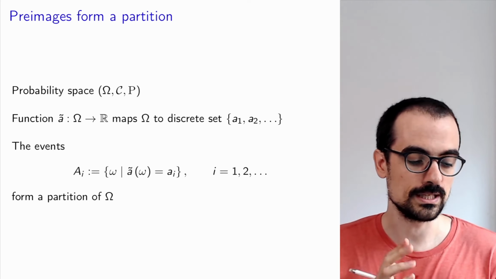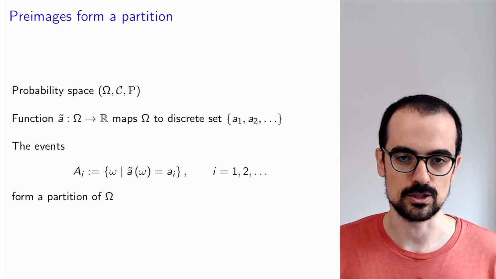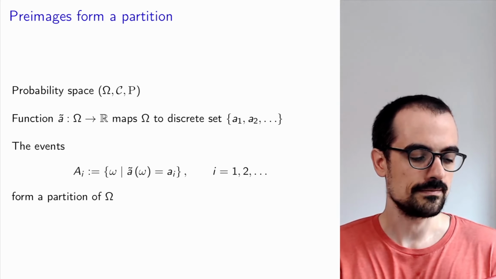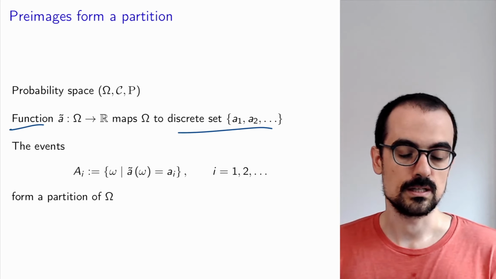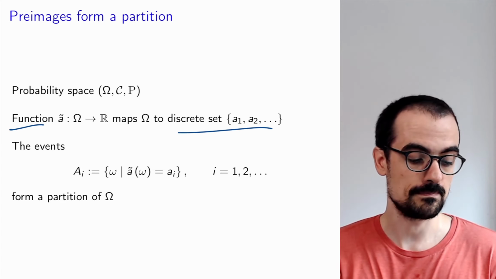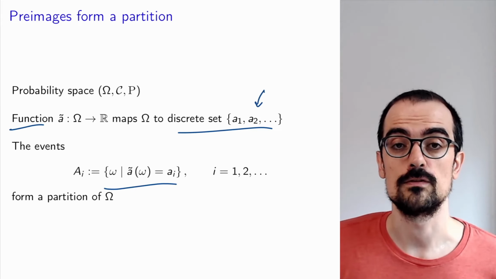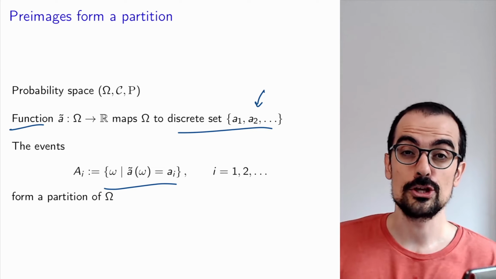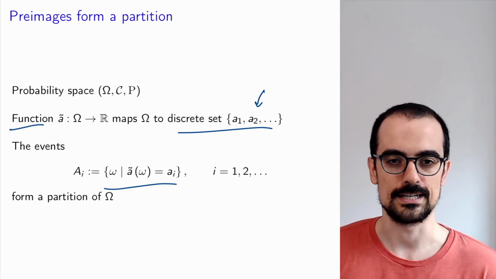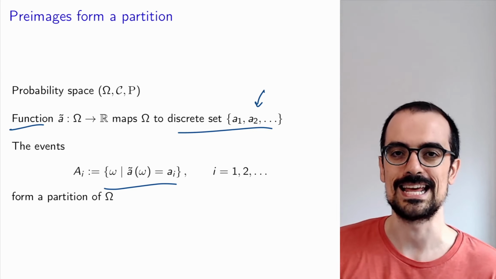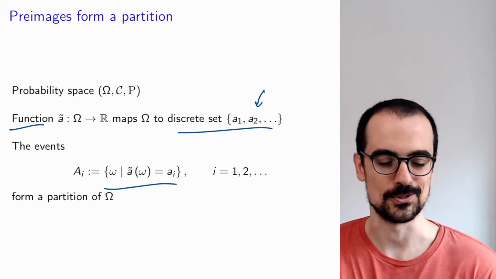But anyways, okay, so why is this important? This is just a statement of what I just said. We have this function that maps to a discrete set. These events, each mapping to each of the values in the discrete set, form a partition of the whole sample space. And we're going to use that partition to basically reason about the probability that the random variable is in any possible subset of its range. And that's the whole point.